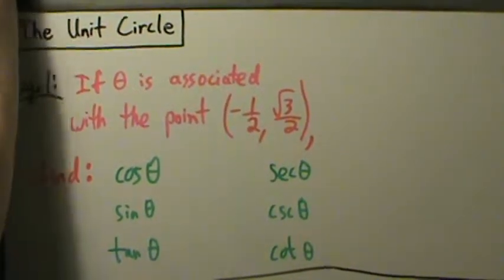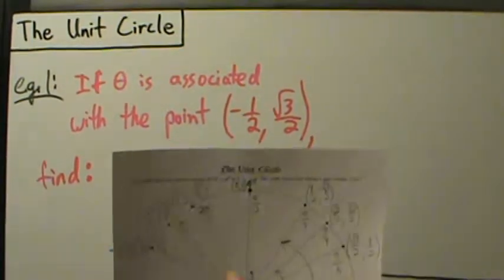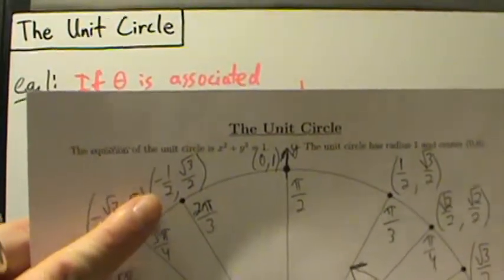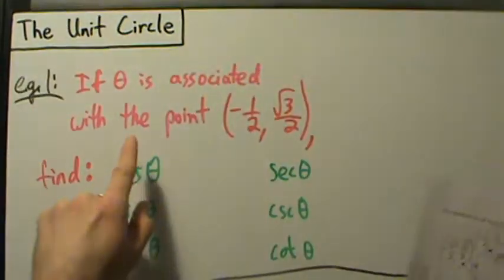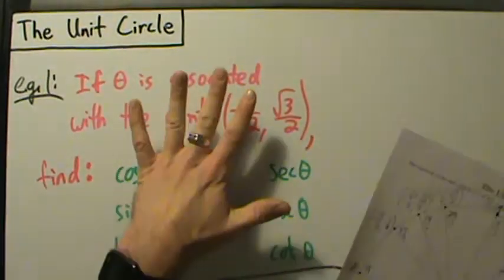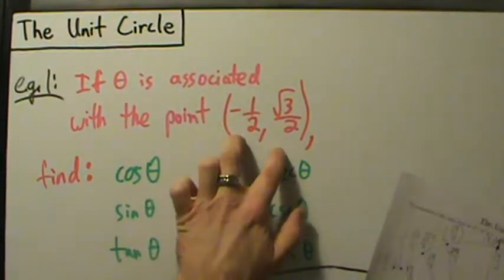Notice that's one of the special points on the unit circle, right? Negative 1/2 comma root 3 over 2 is this point right here. So actually we do know what this angle theta is. This angle theta is 2 pi over 3. But that doesn't actually matter. We don't need to know that. All we need to know is that this point is on the unit circle.